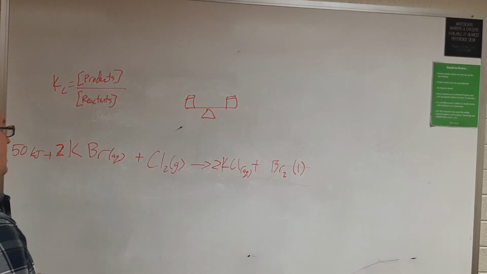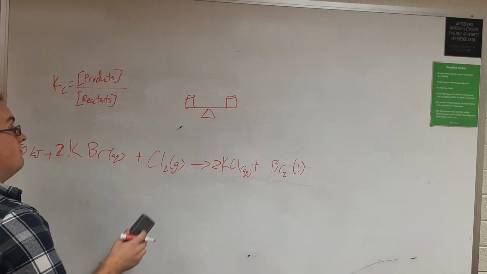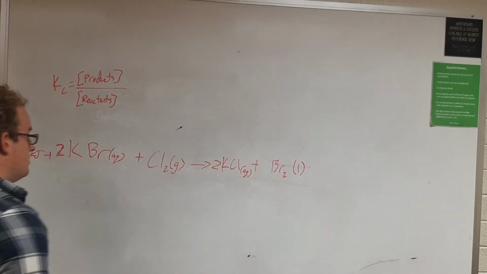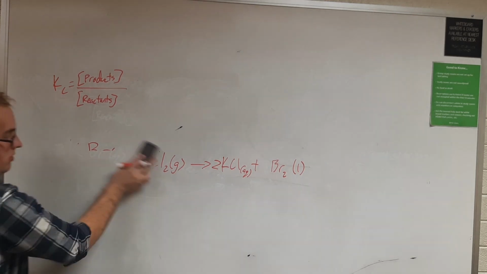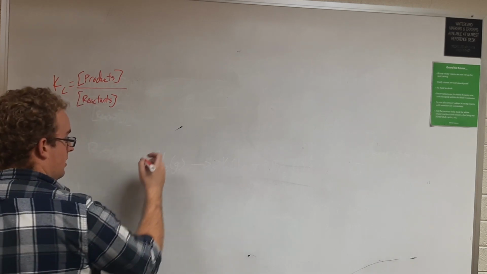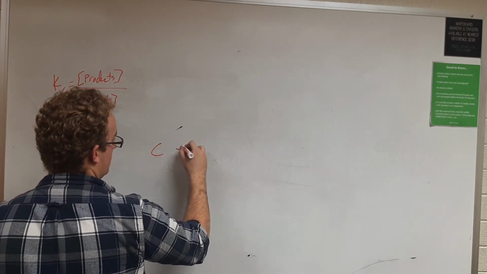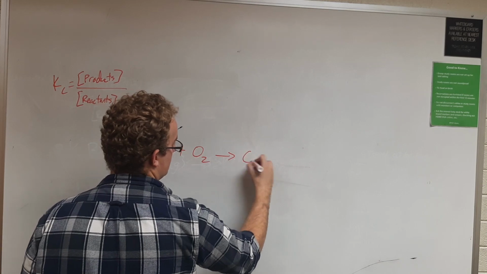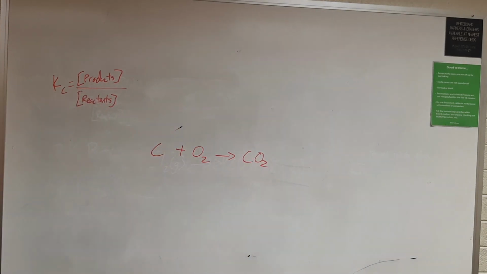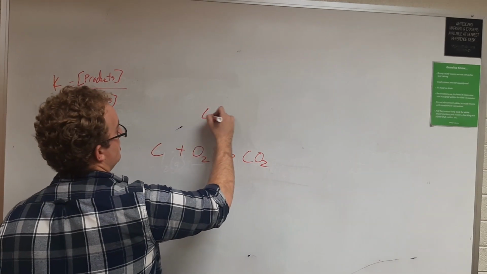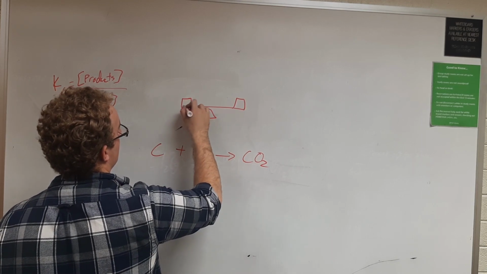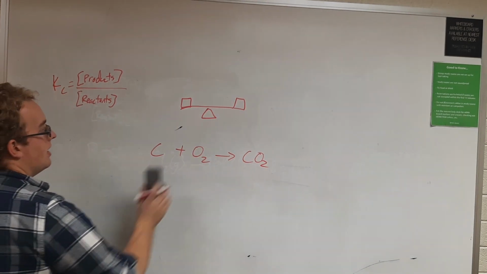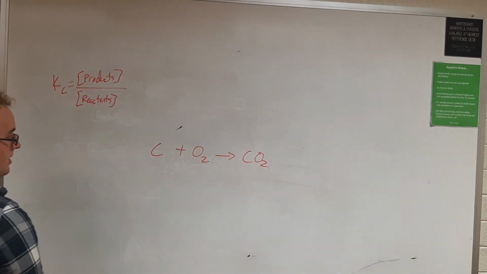Now let's talk about what happens with volume changes. This is not going to be an ideal equation to talk about volume changes, so I'll write another one. Let's say we have carbon plus oxygen gas becomes CO2. That's our reaction here. Now I'll draw our little equilibrium seesaw up here, although honestly it's not as useful for these volume problems, so I'll probably erase it.